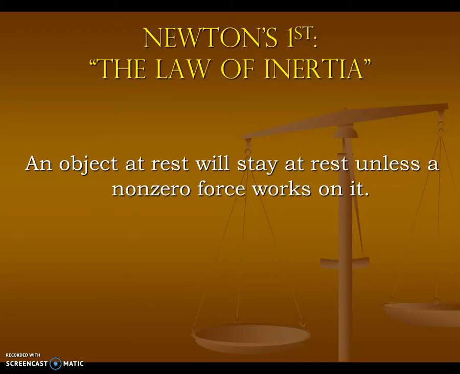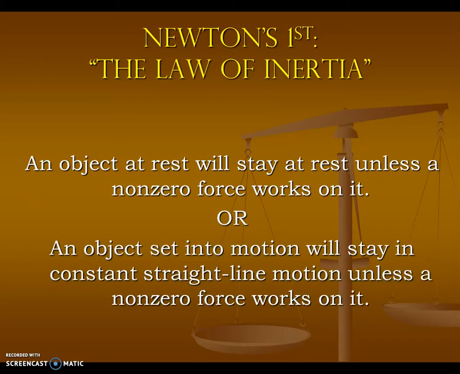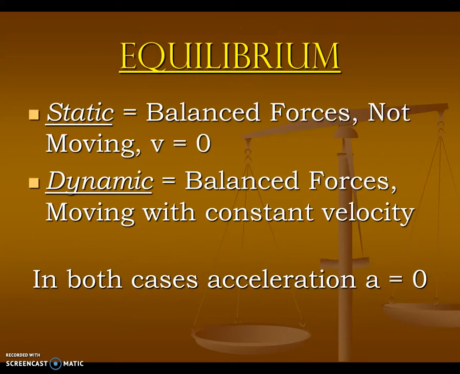So Newton's first law is the law of inertia, which you've probably heard before. An object stays at rest unless a non-zero force acts on it, or an object stays in motion in a constant straight line specifically, unless a non-zero force acts upon it. So an object at rest stays at rest, or an object in motion stays in motion unless there's a force. All right, so what does it mean if there's no force? Or if the net force really is equal to 0. This is a situation called equilibrium.